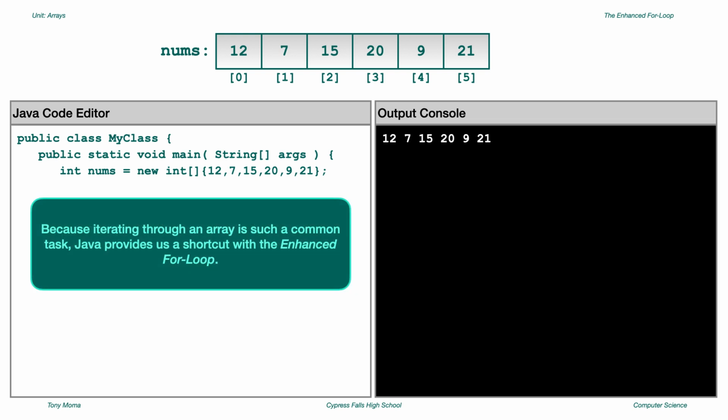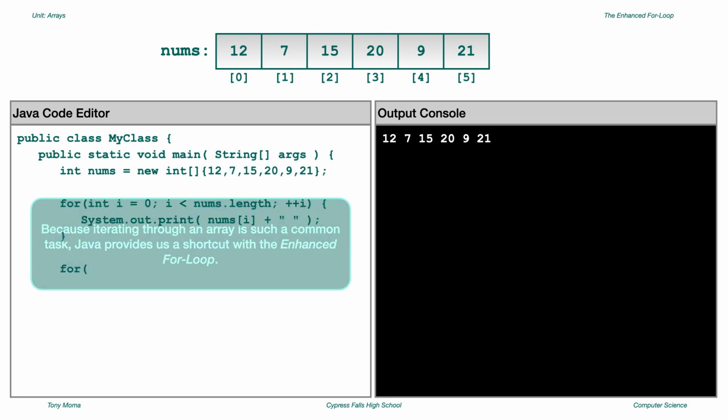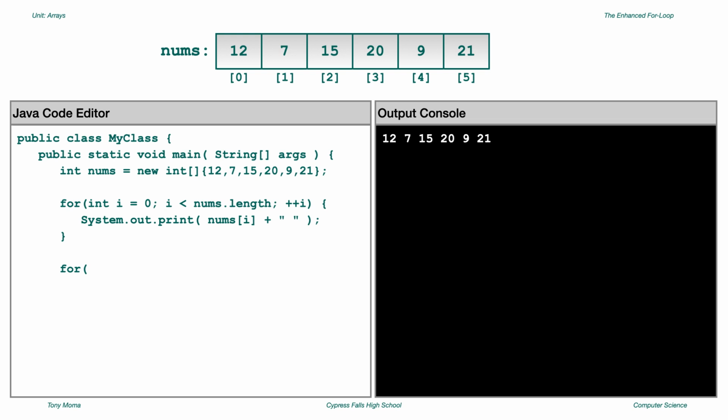Because iterating through an array is such a common task in Java, Java provides us a shortcut for doing that with the enhanced for loop. So what would an enhanced for loop look like? Well, once again, it starts off with the word for.